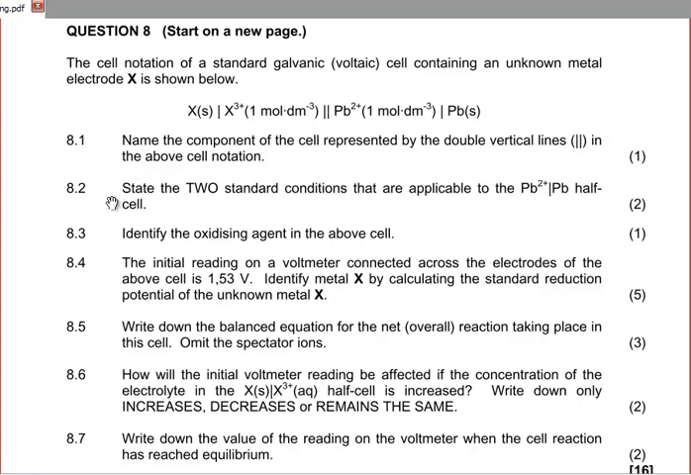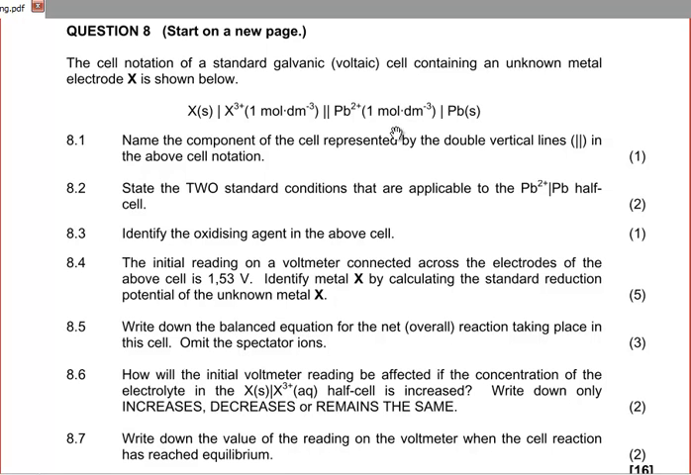Question 8.2 states the two standard conditions that are applicable to the Pb2+|Pb half cell. Our Pb2+ is an ionic solution, and as you can see, it is at a concentration of 1 mole per cubic decimeter. So one of the standard conditions is a concentration of 1 mole per cubic decimeter.